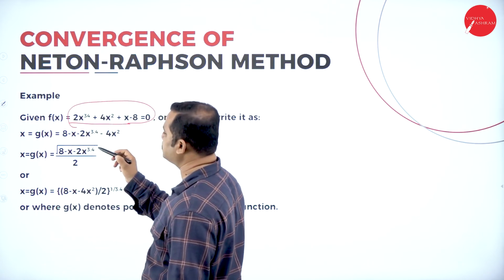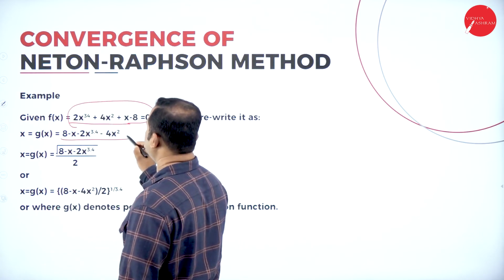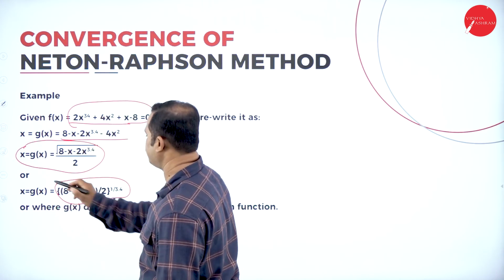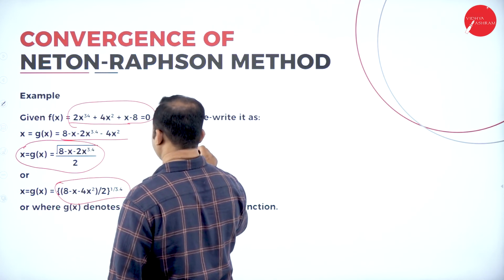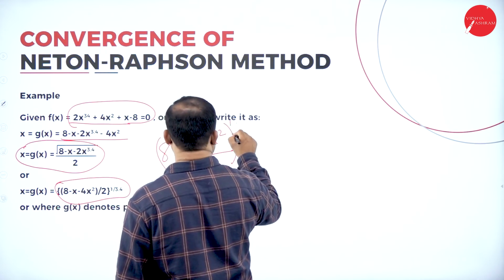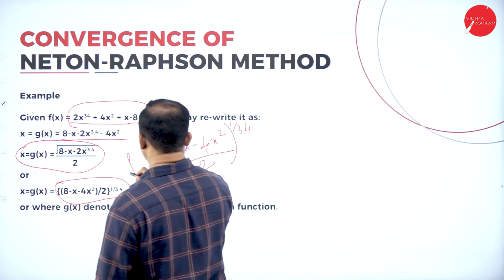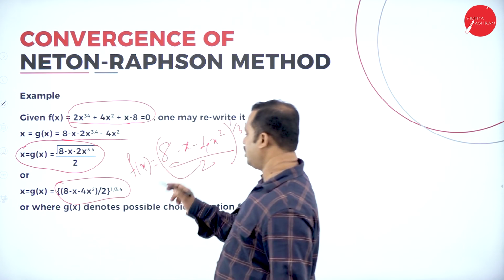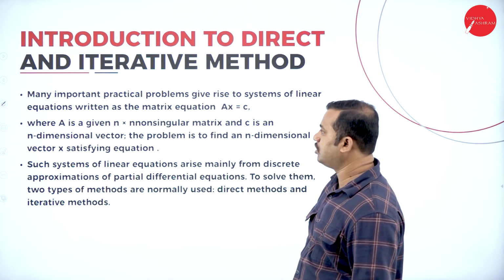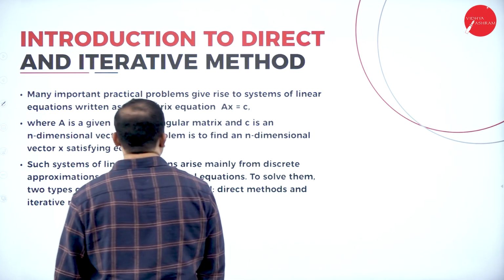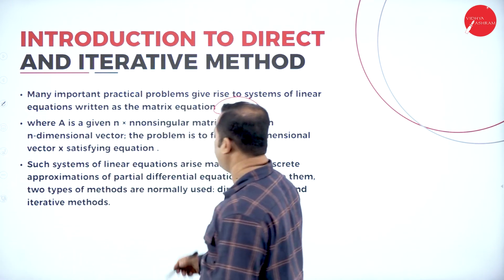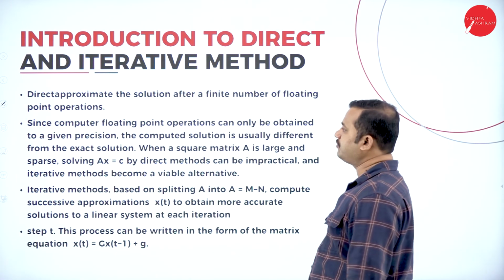And if I take up this equation as g of x, I will rearrange this so that it turns out to be the value which is equal to this value. That is 8 minus x minus 4x square divided by 2, whole raised to the power of 1 by 3. This is the function, that is f of x equal to this. Now we use the iteration method, that is between the intervals, how we are going to solve that function. So many important practical problems, that is the linear set of equations, are explained here. Now we are moving on to the linear set of equations.